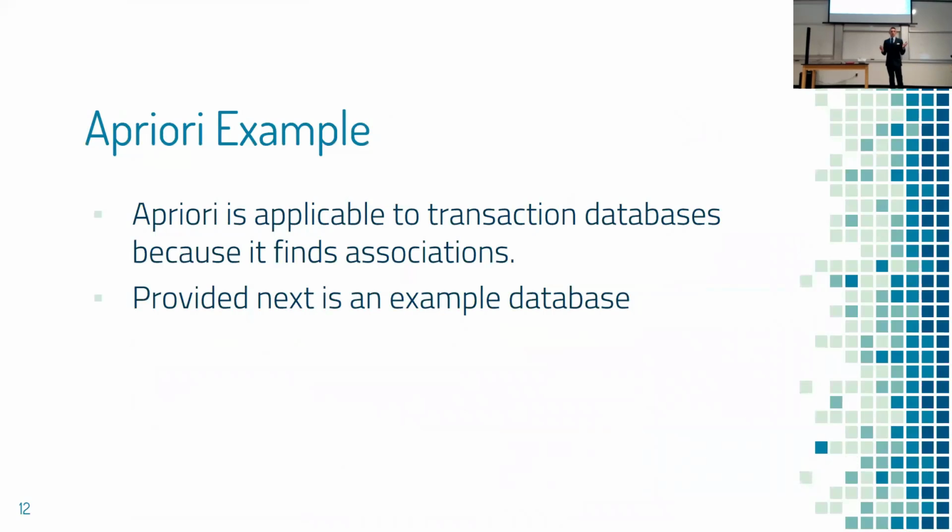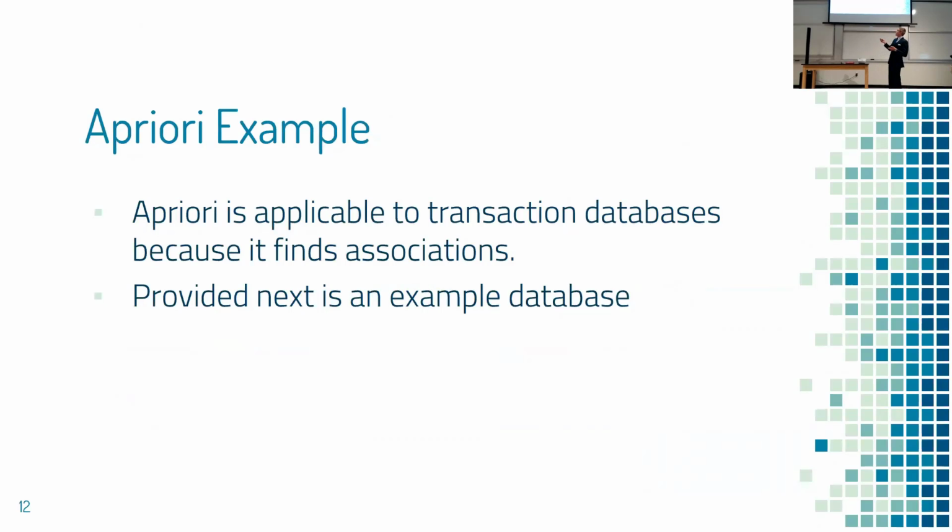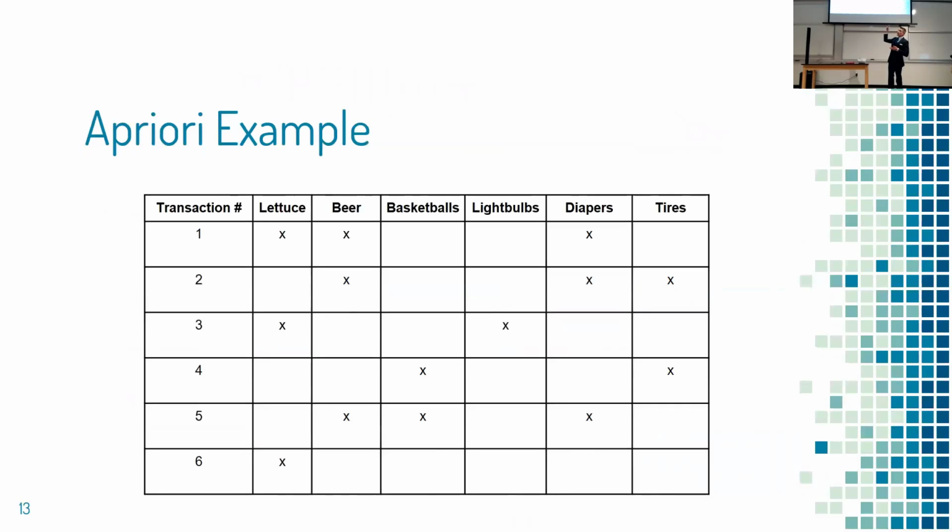So, to exemplify exactly what it is they did, I'm going to provide an example. Apriori is particularly useful for transaction databases because what it finds is frequent combinations. So for example, if I went to the store and had a transaction, let's say for transaction 1, I bought lettuce and beer and diapers. I wouldn't buy beer because I'm not 21. But in theory, if I were to buy those, then Apriori would find the connections between these.